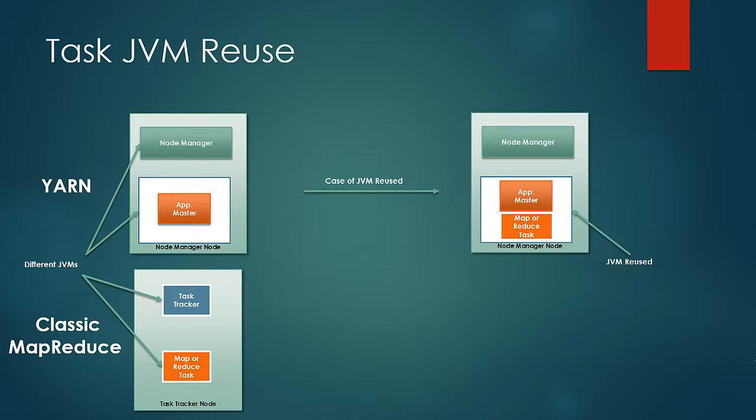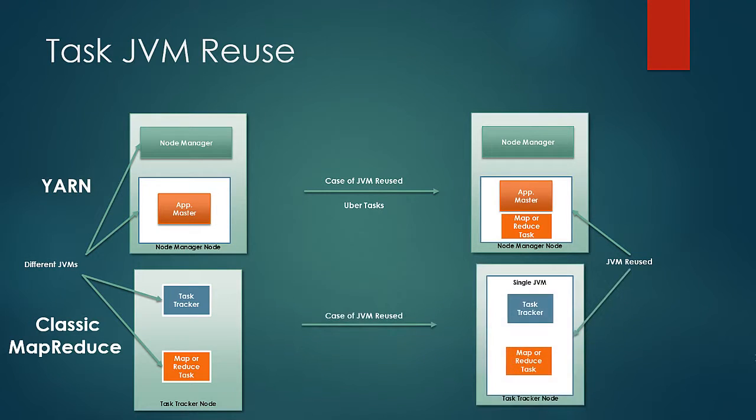The tasks which qualify as small tasks are known as Uber tasks in YARN, and they are launched and run on the same JVM as the application master. In case of MapReduce 1, the task tracker shares the JVM with the map or reduce task. The property mapred.job.reuse.jvm.num.tasks decides how many tasks can be run on the JVM. 1 is the default, and -1 can be set to indicate there is no limit to reusing the JVM.